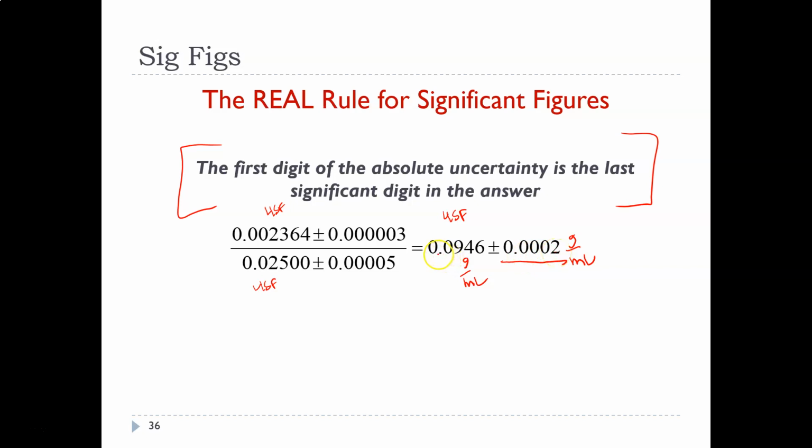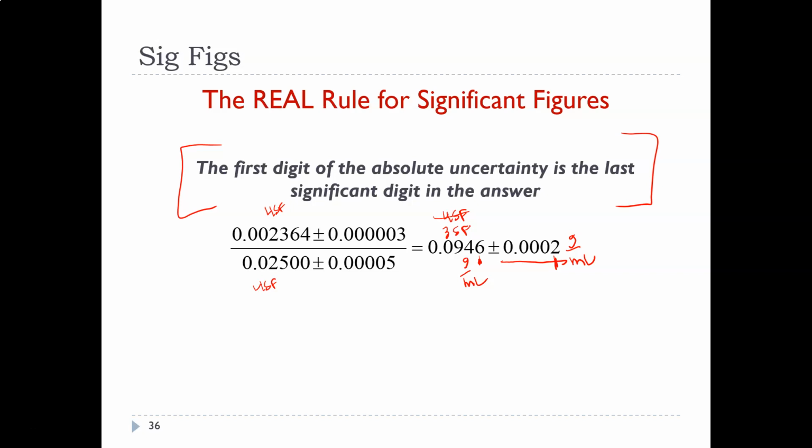So your answer, the first digit of the absolute uncertainty, so that right there, is the last significant digit in your answer. This goes to the 4th decimal place, which is where my absolute uncertainty happens. So that means this answer is only significant to the 4th decimal place, which actually makes it have 3 sig figs because 0.0946 goes to the 4th decimal place.